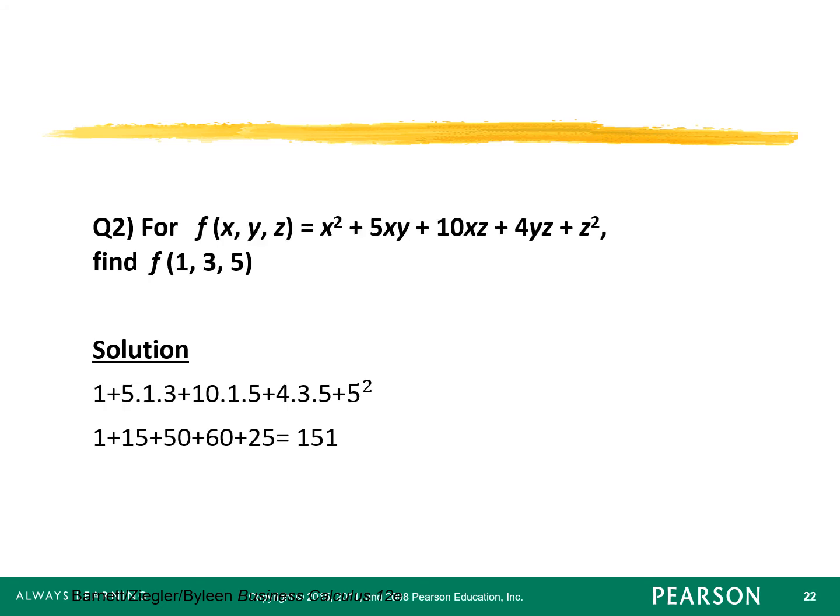And the second question is for f(x,y,z) equals x squared plus 5xy plus 10xz plus 4yz plus x squared. Now we are going to find f(1,3,5). So it is the same as the previous question. We are going to put 1 when we see x, put 3 when we see y, put 5 when we see z. When we do that, our answer will be 151.